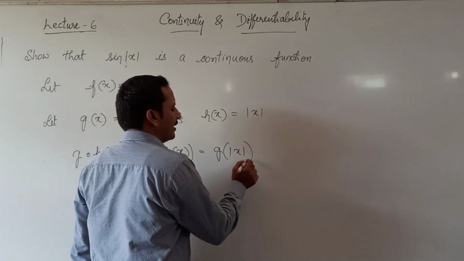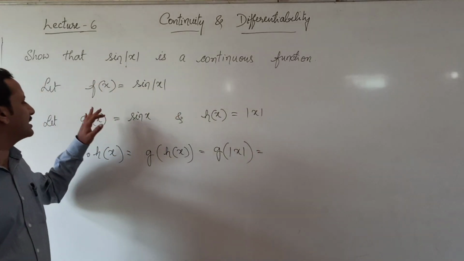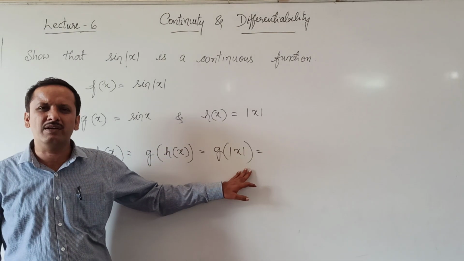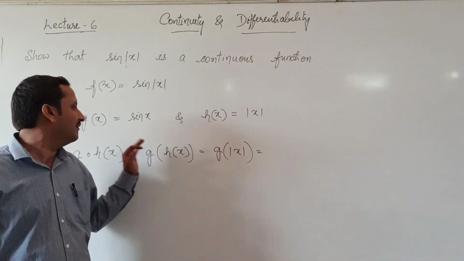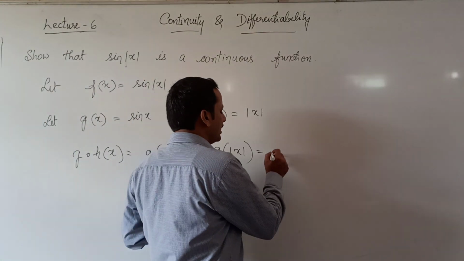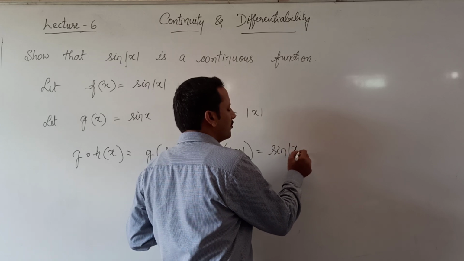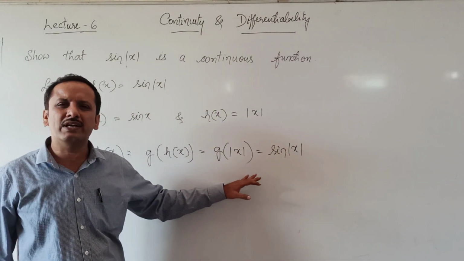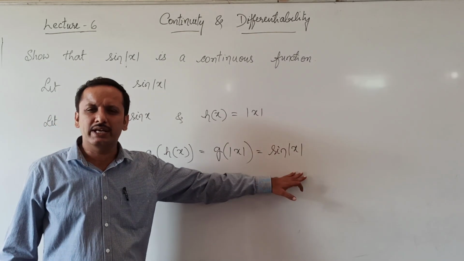G of mod x we want. G of x is defined as sin x, so g of mod x will be equal to sin mod x. Wherever there is x, you have to replace that x with mod x. So that will give you sin mod x. G of x equal to sin x, therefore g of mod x is equal to sin mod x.